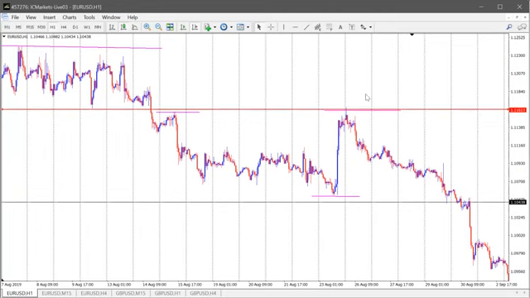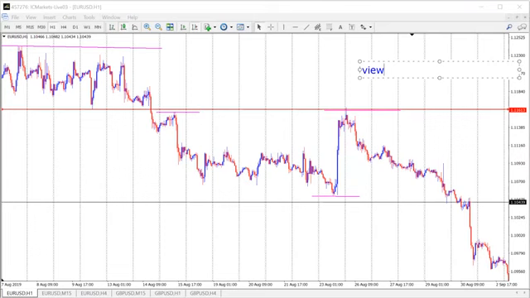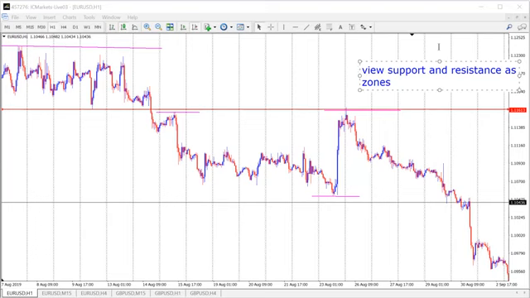Remember, another thing you need to know, support and resistance, they are zones. Do not just look at them as a straight line. Look at them as zones, because it's very important. As zones, not just a line. Look at them as zone.